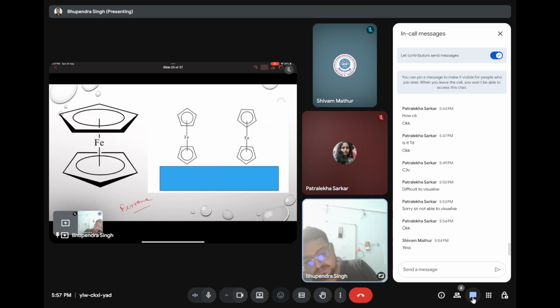This one is the eclipsed form. No, this is staggered. This one is eclipsed. So try to find the point group of these two. This representation is for you to visualize the molecule.